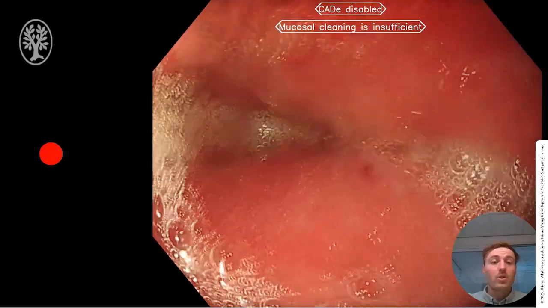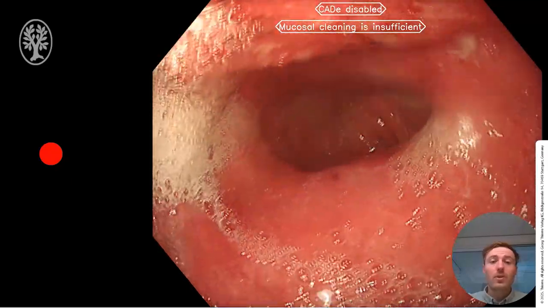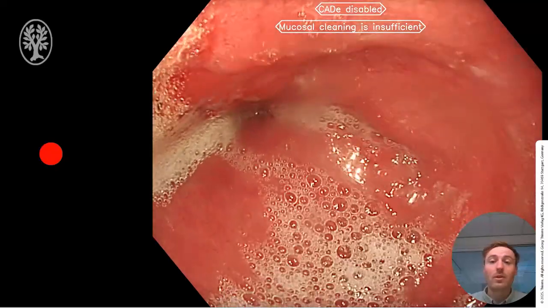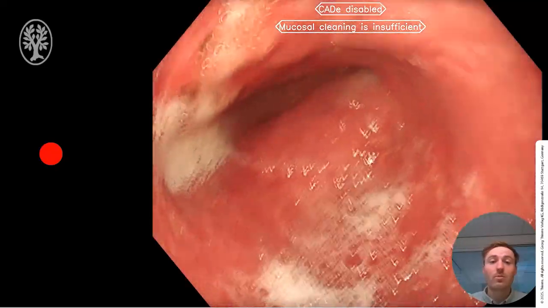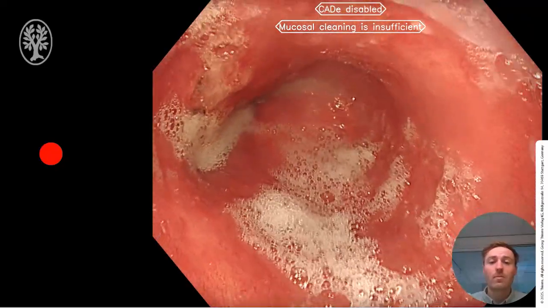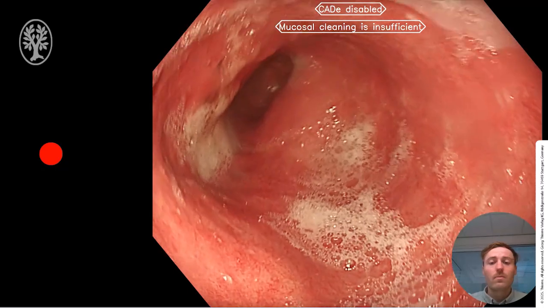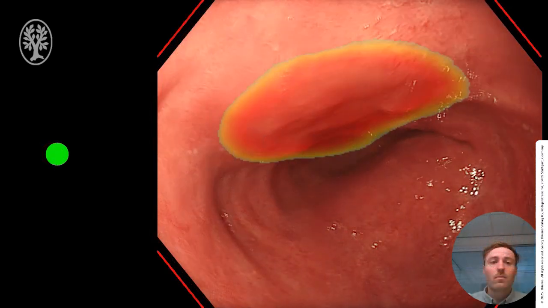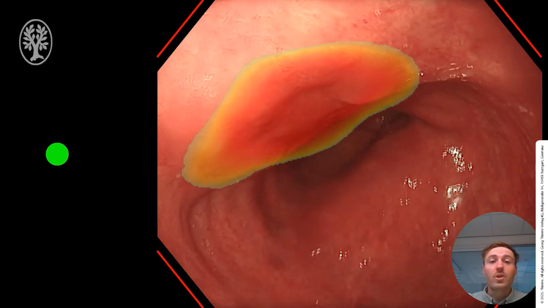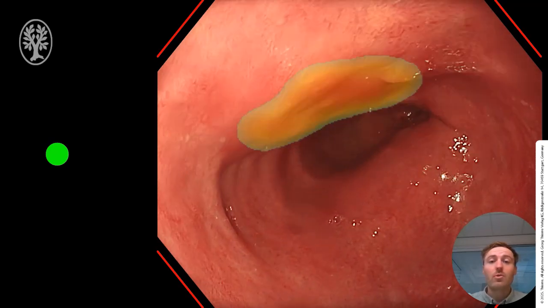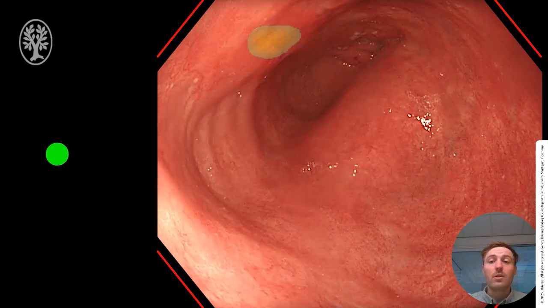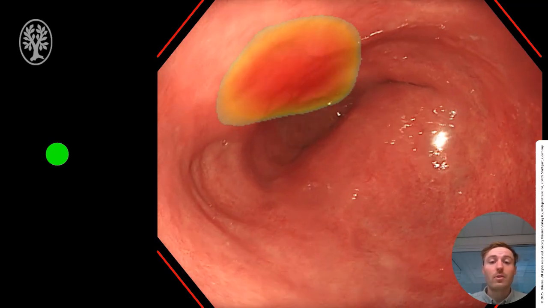So this is actually an example case of a neoplastic lesion, and as you can appreciate, the segment is inadequately cleaned and therefore the detection system is not activated. And after proper flushing and cleaning, the segment is now ready for visual inspection, and as you can see, the detection system clearly recognizes the lesion.